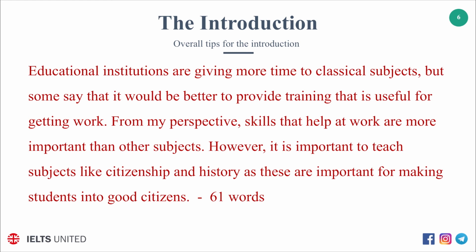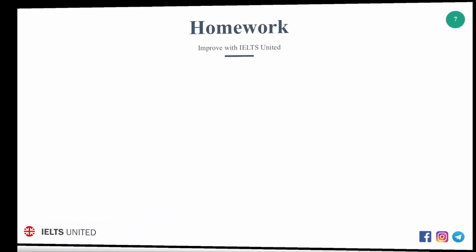Remember when you're writing your topic sentence that you should paraphrase, so use different words, word forms, and structures. Remember to use signposting so the examiner knows when you're giving your opinion. And here I've used the signpost from my perspective. And remember that if you want to, you can use 1 or 2 sentences when you're giving your perspective. It doesn't matter. And between 40 and 60 words is fine.